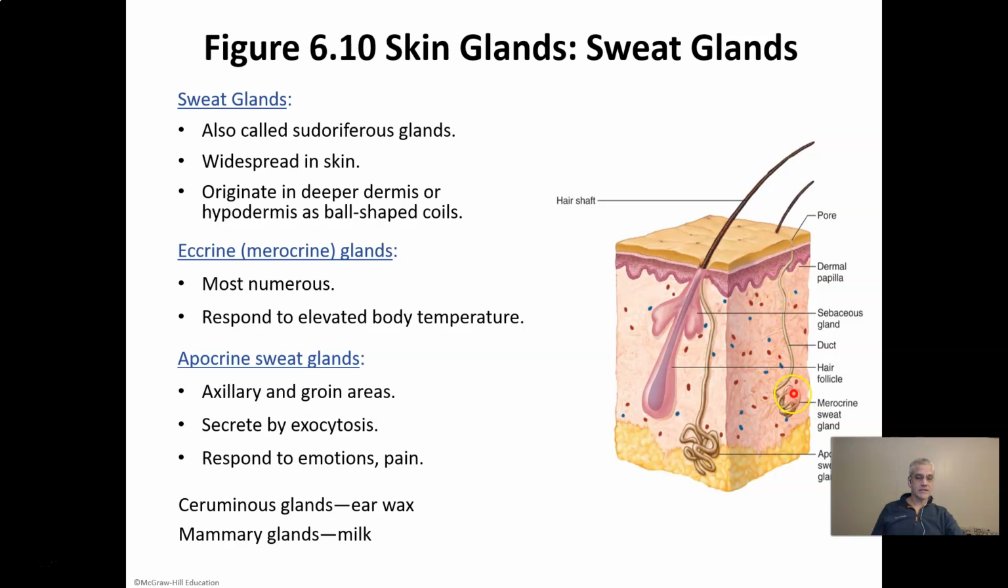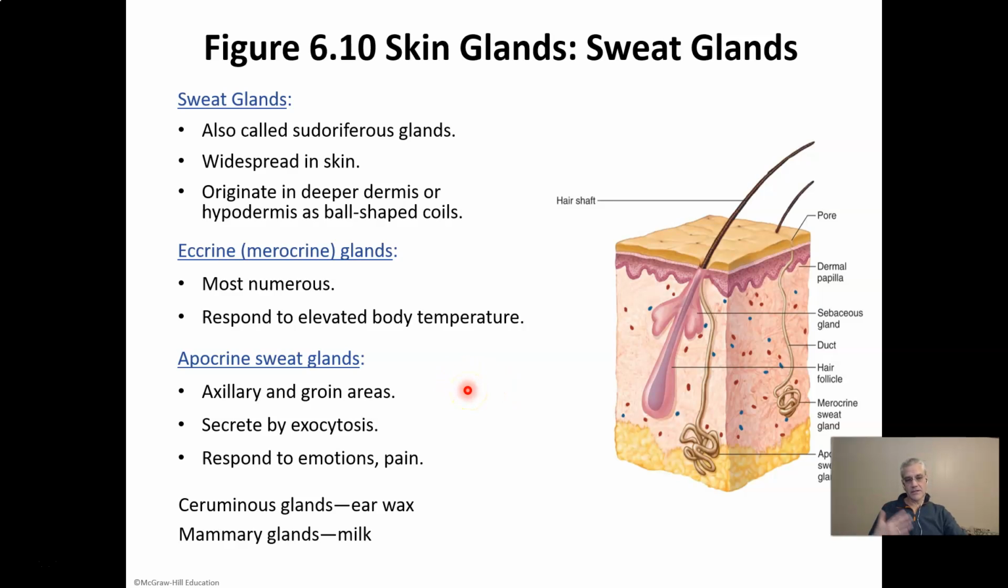So it's over here, and it's got this coiled structure, and the sweat is manufactured and comes out through a pore in your skin in response to heat. So it's trying to keep you cool. That's the point of a Merocrine sweat gland.